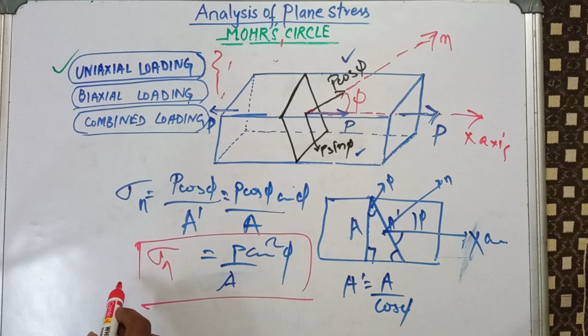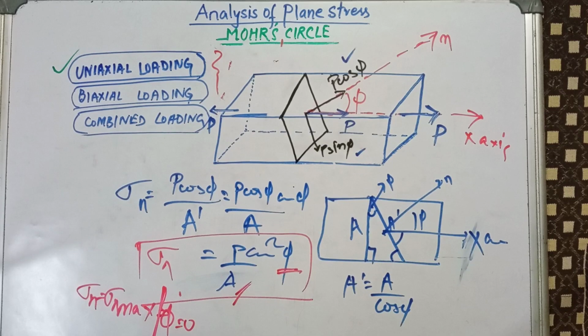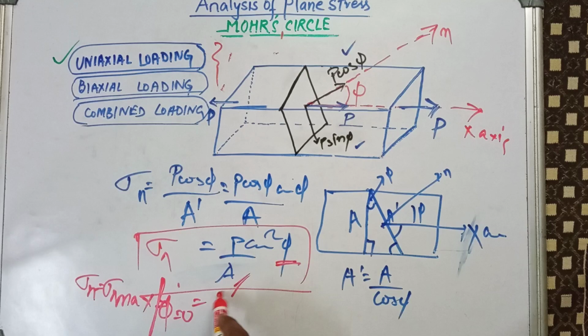You can easily say that this normal stress will become maximum when phi will be 0 degrees. Because at phi equals 0, this normal stress is becoming equal to P upon A. So sigma normal is becoming sigma normal maximum at phi equals 0, and what will be the value? It will be equal to P upon A. So we got this formula P upon A for cross-sectional planes.